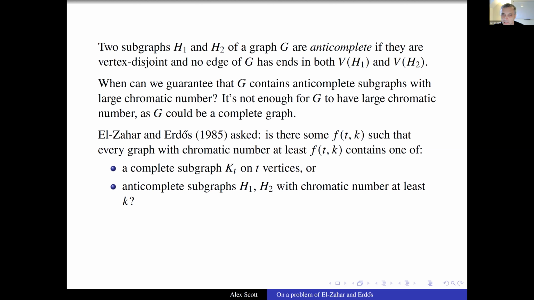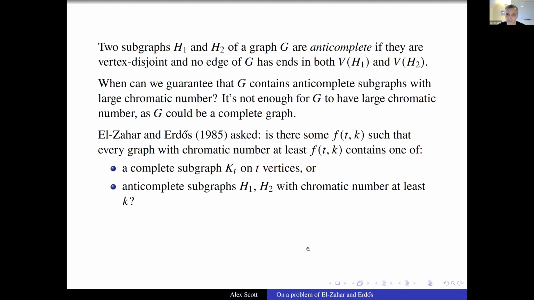The T is going to be the size of the complete subgraph, the K is going to be the chromatic number. So if you have chromatic number at least f of T and K, then either you get a complete subgraph on T vertices, or you get a pair of anti-complete subgraphs, both with chromatic number at least K. So they asked, does such a function exist? Actually, they refer to these as non-neighboring subgraphs, which is a very nice term as well. Anti-complete is now fairly standard, so we ended up using that.